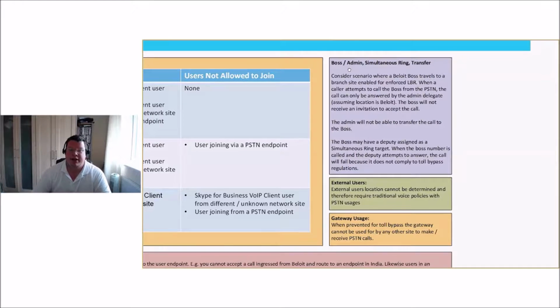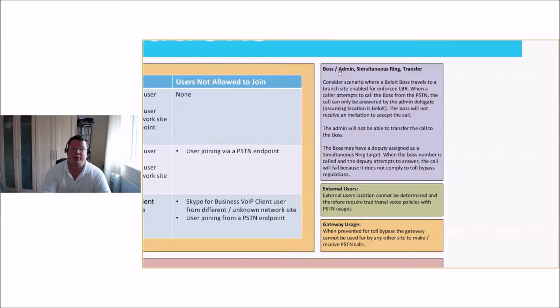So in this scenario, let's consider a boss-admin scenario. Perhaps you have a boss who is in the United States office, and he travels to India. His voice policies and dial plans are going to be assigned from the US pool, and his voice routing will prefer to go out via the US gateways. Similarly, he will have a DDI assigned to him, which will be terminated on the US SBCs. So when he travels to an Indian office and someone calls from the PSTN, he's not going to be able to receive those calls, because that's breaking toll bypass regulations.